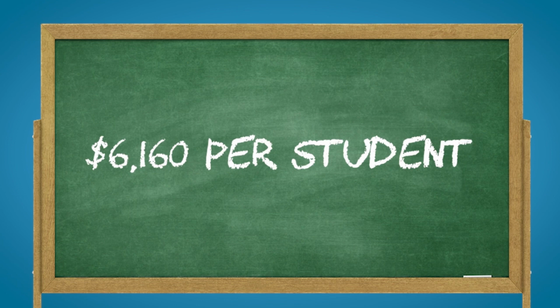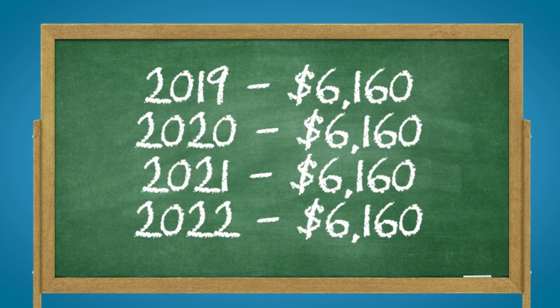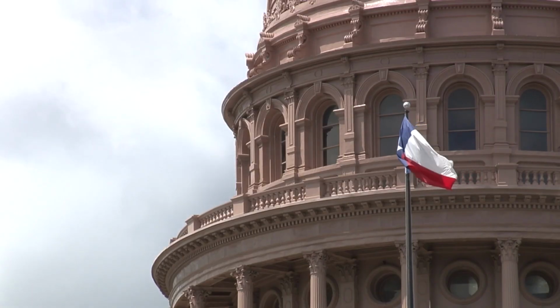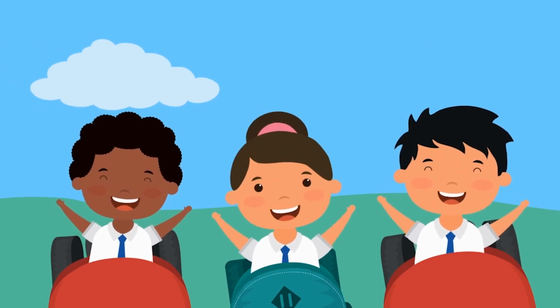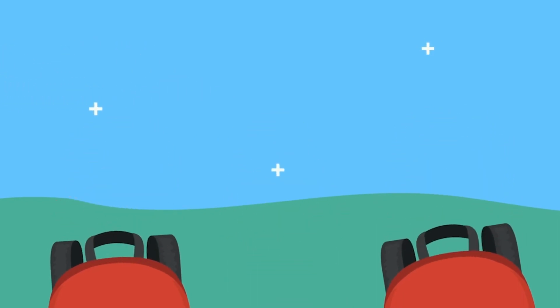$6,160 per student. The basic allotment does not change year after year, even if costs do. The last time the amount was adjusted by the state was in 2019. The allotment is not given to schools based on how many students are enrolled, but rather how many students show up. It's called ADA, average daily attendance. It's basically the number of students on average that come to school each and every day. That's how school districts receive their funding.